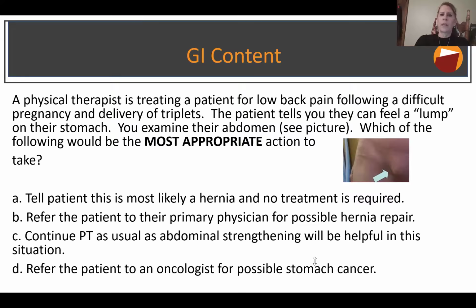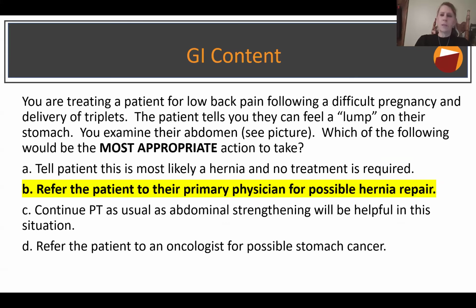Perfect. You guys got it 100%. Nice job. It probably most likely is a hernia, no treatment required. I don't know that. I can't say that. So you want to refer them to their primary care physician because it's possible they need a hernia repair. We don't want to do abdominal strengthening. That'll make it worse. And I don't think they have stomach cancer. It's just not even in the right location. So we're not going to do that.